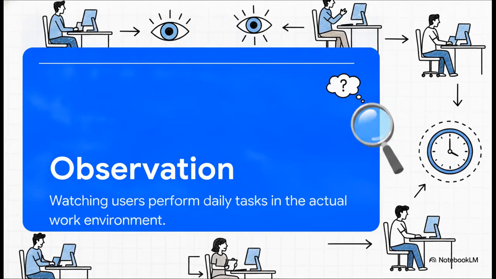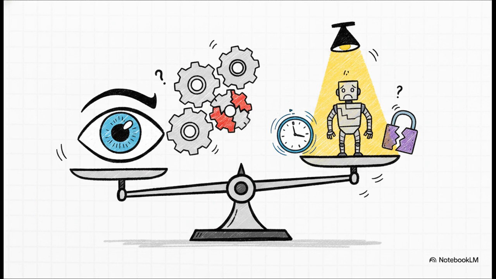Our fourth core technique is observation, literally just watching users perform their daily tasks in their actual work environment. This technique is brilliant because it reveals the ground truth of how work is actually done in reality, not just the idealized version users claim they do during an interview. Observation gives you real-time information, an incredibly accurate understanding of the workflow, and helps identify completely hidden problems.